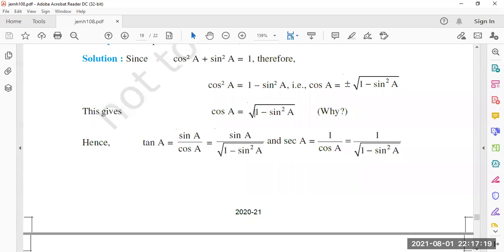Here plus 1 square. Here there are chances of both positive and negative values, but it has been said to take the positive value. Why? Any reason for it? Just get to know and let me know in the next class why it is taken plus, why not minus. And then second, tan a.